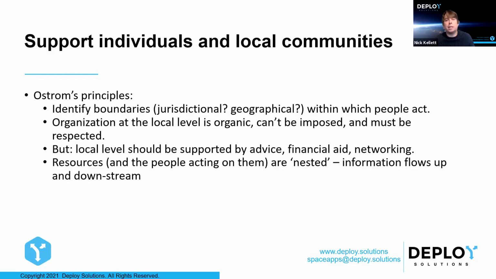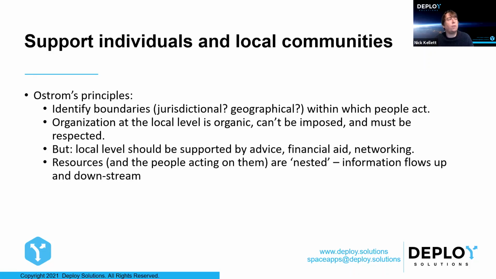Here are some of the recommendations. So they recommend supporting individuals and local communities based on something called Ostrom's principles, which talk about setting boundaries, which could be jurisdictional or geographical, within which people will act. So in our example, we're going to be talking about local communities and individuals. So the boundary in this example would be a very municipal or community-based boundary, but there may be other boundaries around it, such as provincial jurisdiction or federal jurisdiction or geographical area. Maybe it's a region of the country and so on.